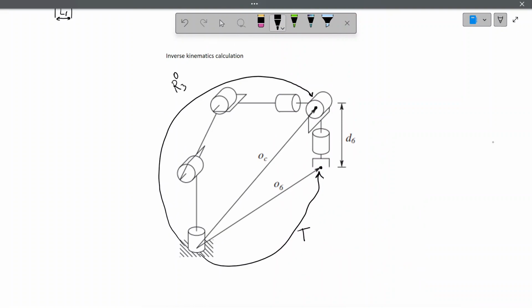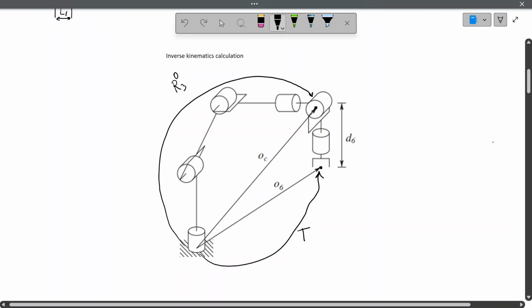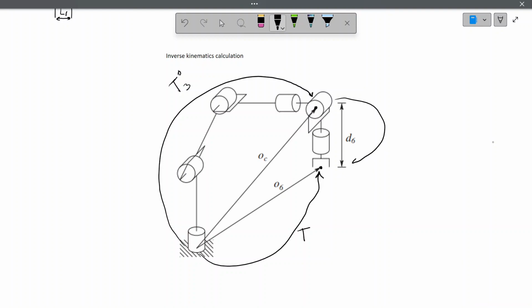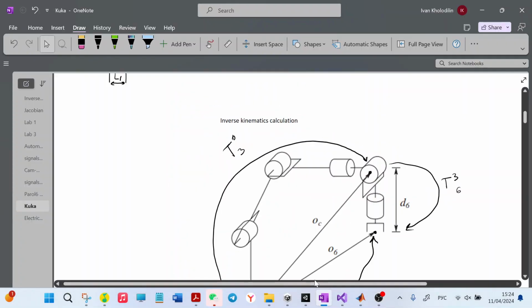Here will be, let's draw T03. Here we draw T36. So why is this point important? Let's take a look at this example with Unity.